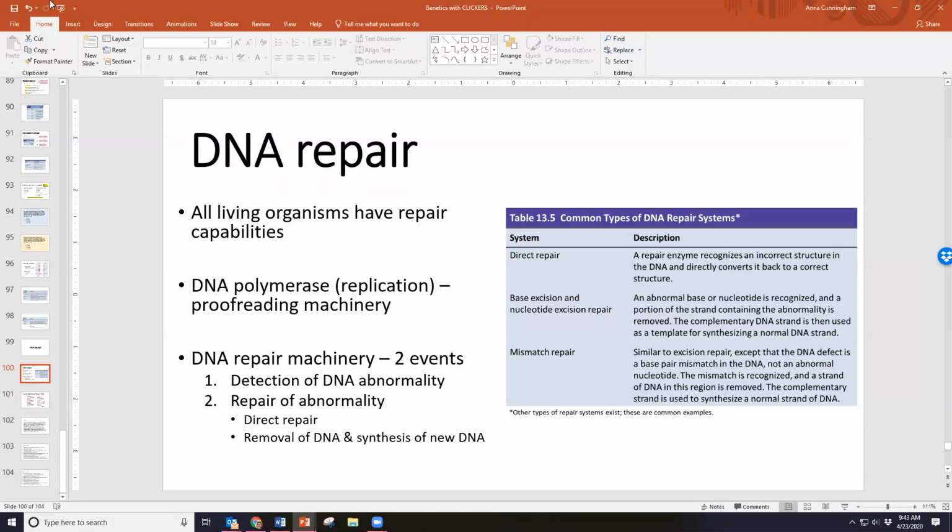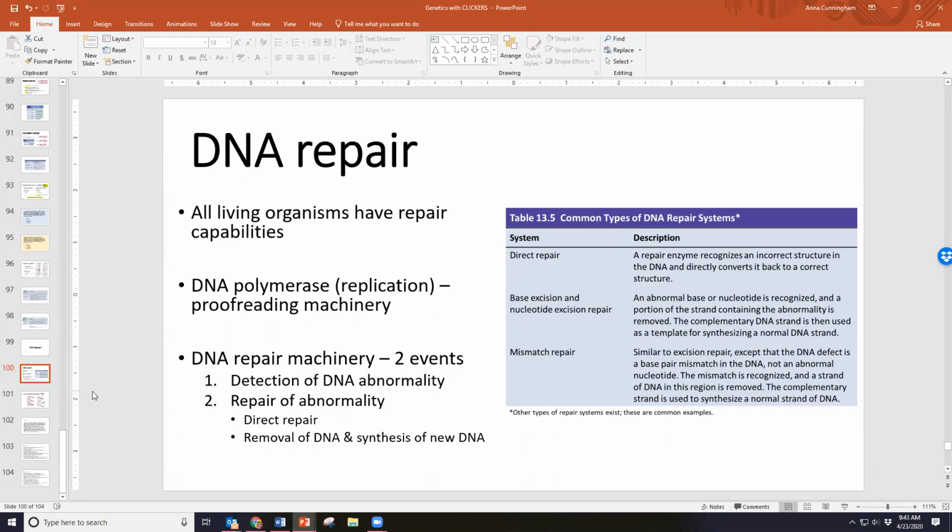So it'll be like an A and a G, because A binds to T. If it sees an A and a G, that's a mismatch, so it will correct that. Obviously it has to know which one belongs. So which one is the mismatch? That's how refined it is. It's able to read and determine which one is correct.